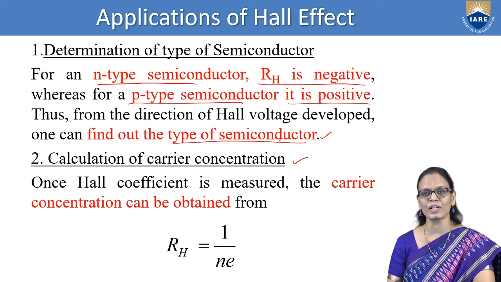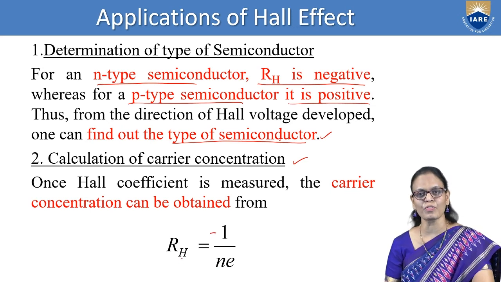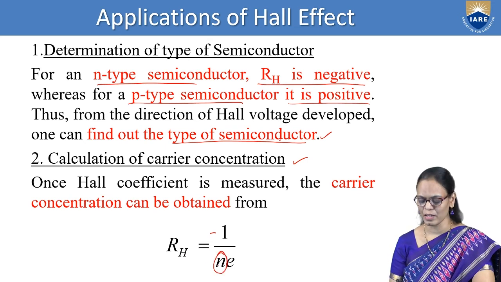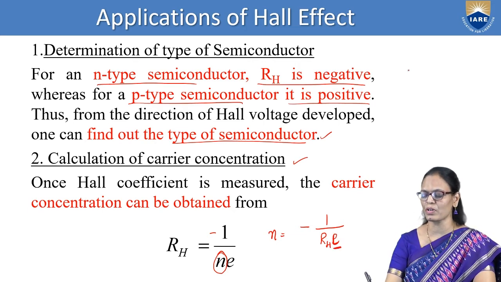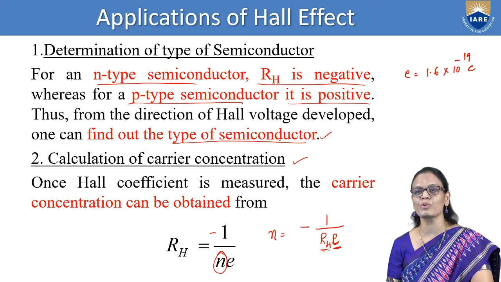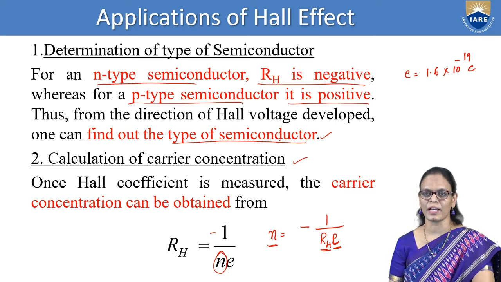So we have the formula for RH. RH is equal to 1 upon ne, so minus 1 upon ne for n-type. If I want the concentration n, knowing the value of RH, I can simply write n is equal to minus 1 upon RH into e. e is a constant. It is the charge of the electron, e is equal to 1.6 into 10 power minus 19 coulombs. So if you know the value of RH, you can calculate the concentration of the charge carriers.